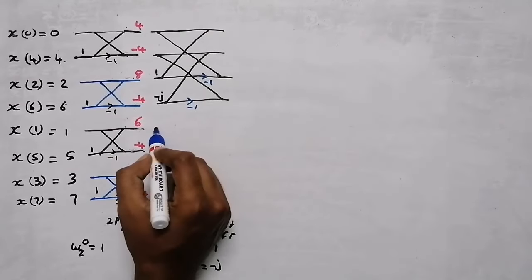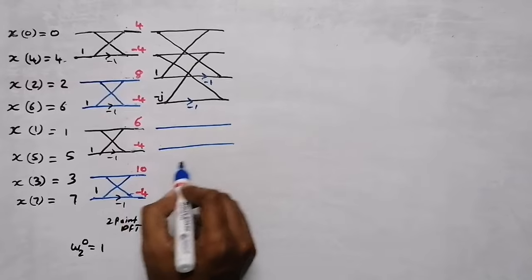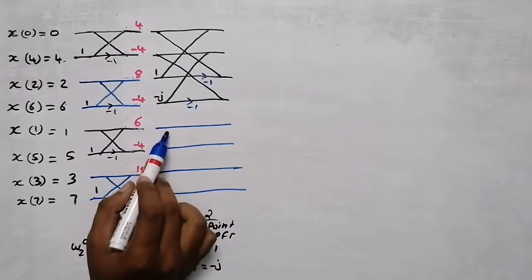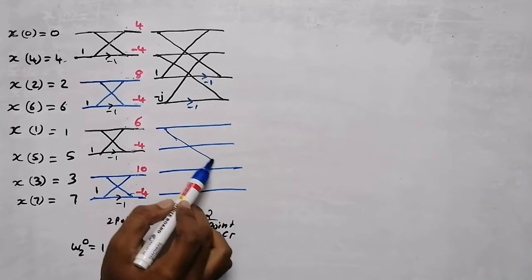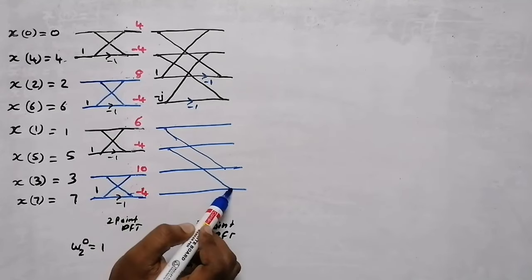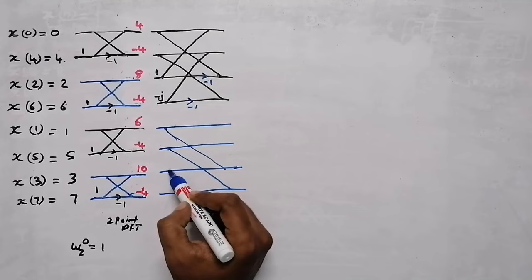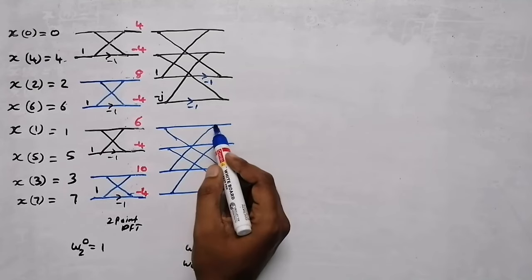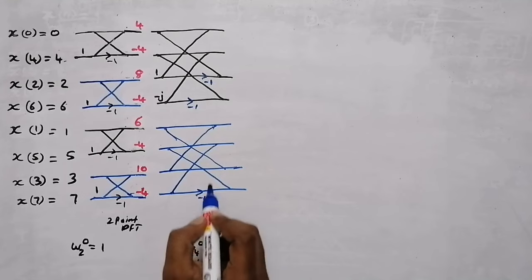So 4-point DFT will have 4 lines: 1, 2, 3 and 4. Then join. Starting from here, after one line, join. Starting from here, after one line, join. Then from bottom to top, starting from here, after one line, join. Starting from here, after one line, join. Then put minus 1 in the base.